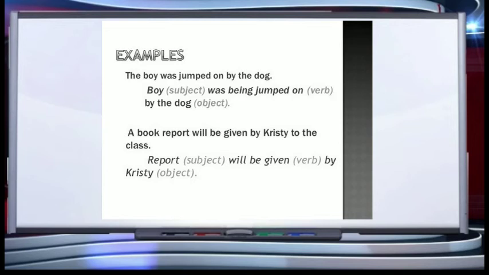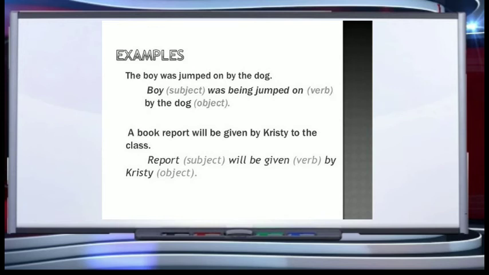Let's take a look at a few examples. The boy was jumped on by the dog. The subject is the boy. He is jumped on by the dog. That is, the subject is receiving the action from the object. Similarly, a book report will be given by Christy to the class. Report is the subject, will be given is the verb, and by Christy is the object. So once again, over here in the passive voice, the subject is receiving the action from Christy, that is the object in the sentence.